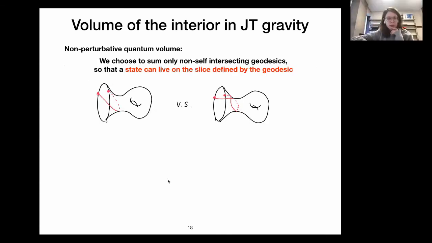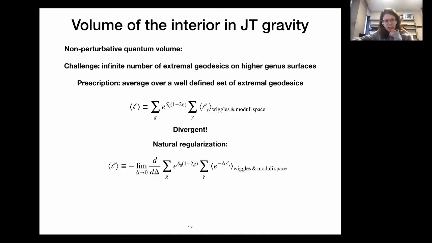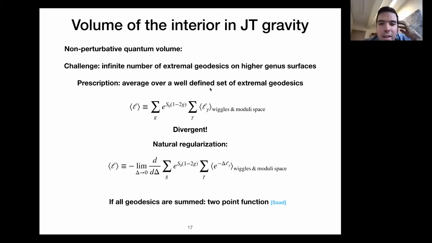Can you just repeat that point again? What did you mean by well-defined set? You said that there's this infinite number, but what was this well-defined set? How do you classify well-defined? Yeah, I haven't said this here. One well-defined set would be summing over all of them. Another well-defined set is what we actually do, which is to sum over non-self-intersecting geodesics. That I explain on the next slide.